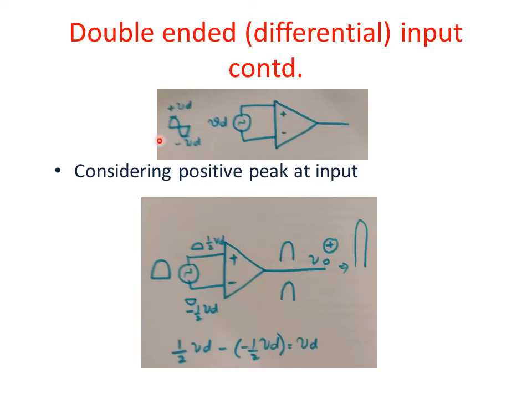So what will happen? Let us see this partially, one by one, by first considering the positive wave. Whenever the positive wave comes, the supply will automatically send half of the wave towards the positive terminal, and the supply will automatically send the other negative half to the negative terminal.